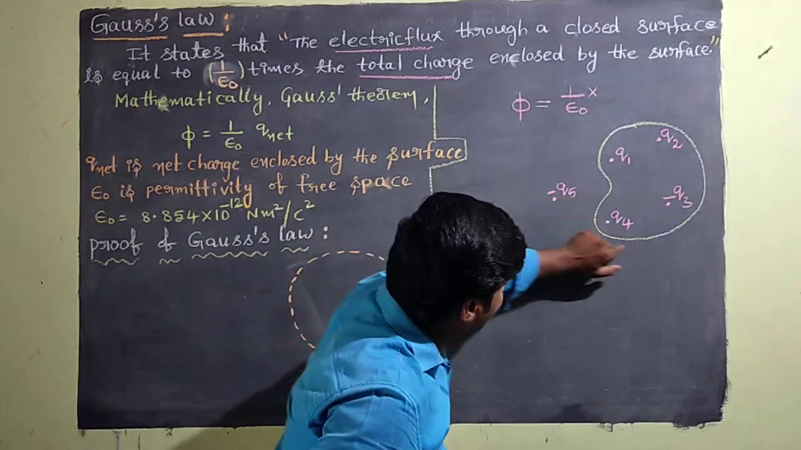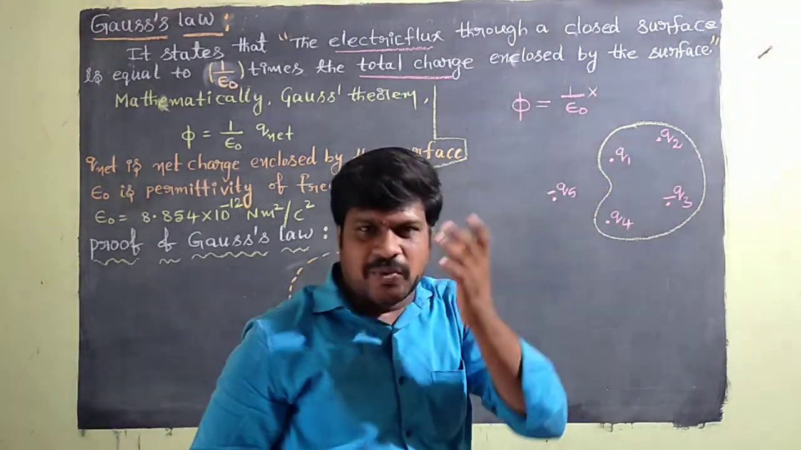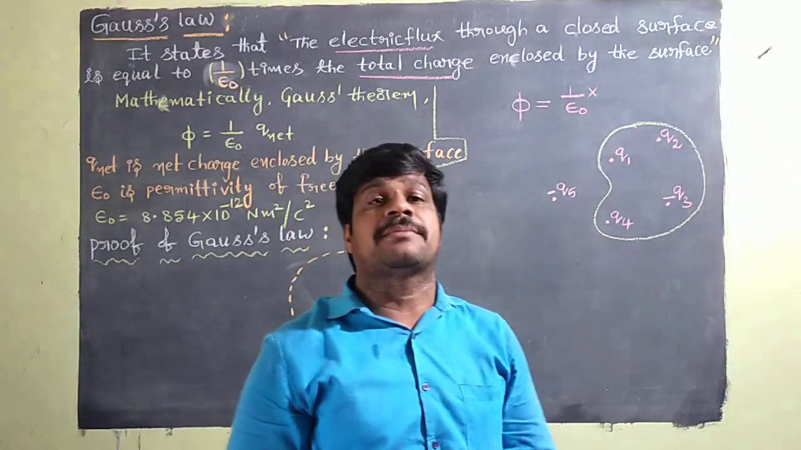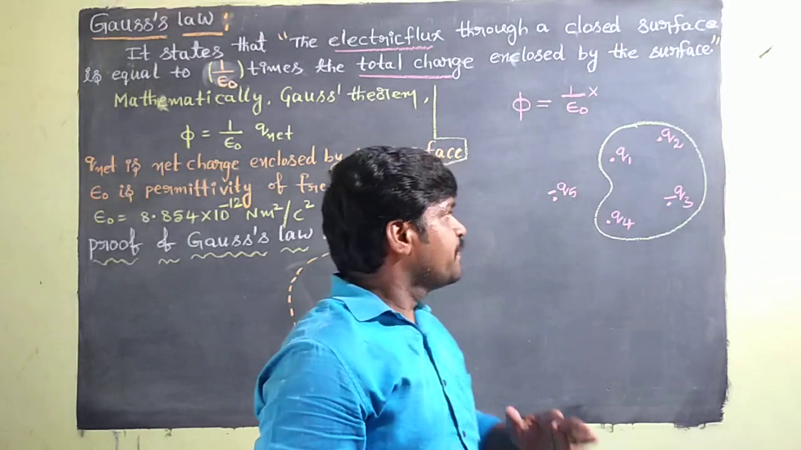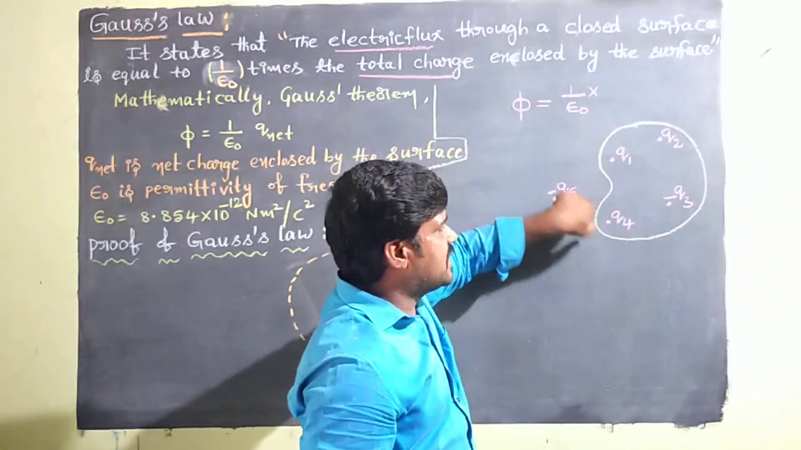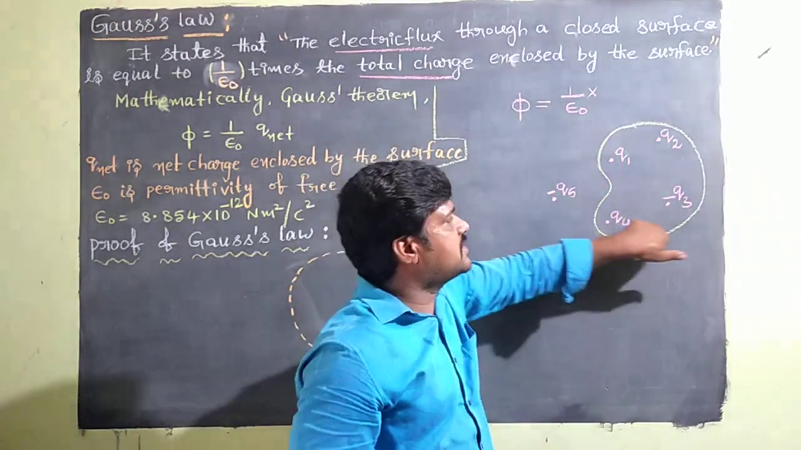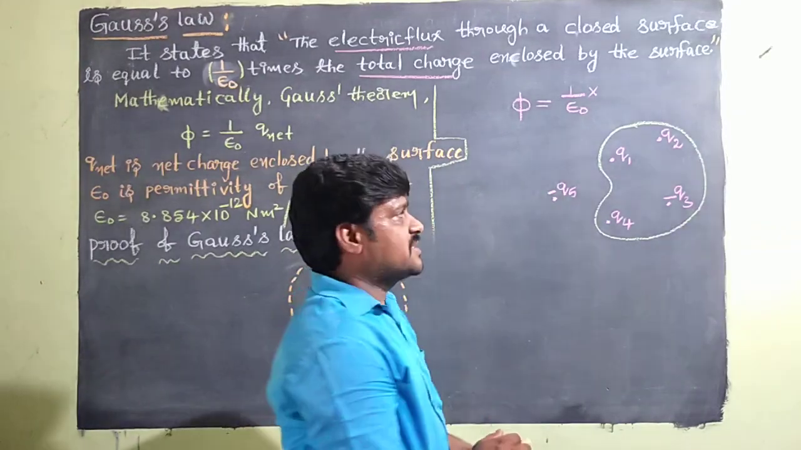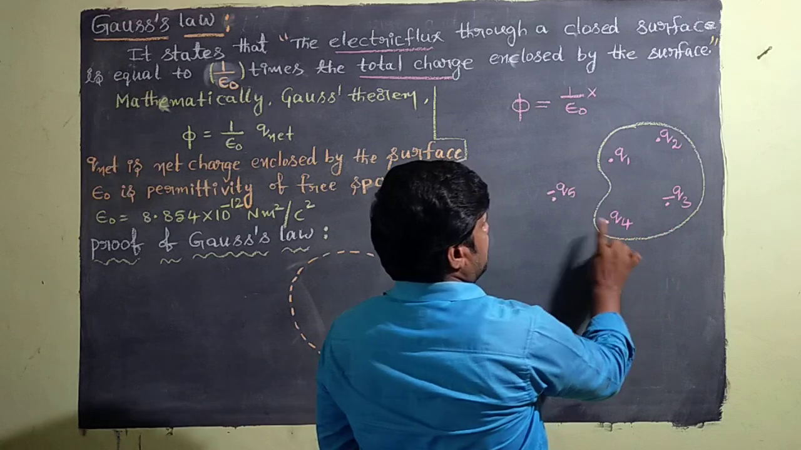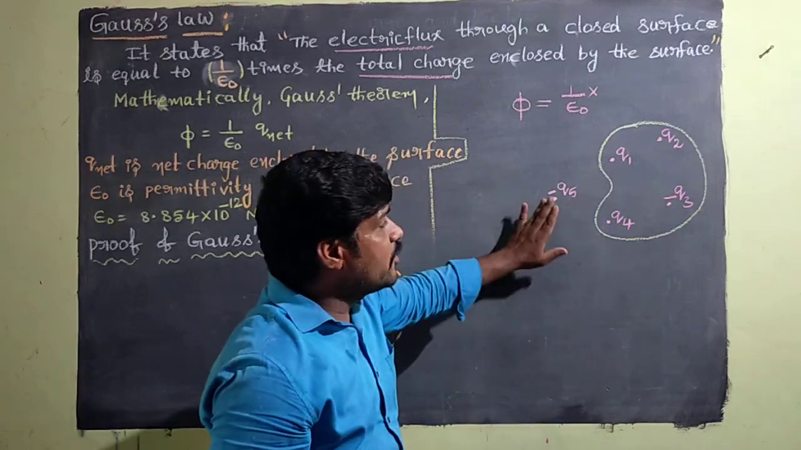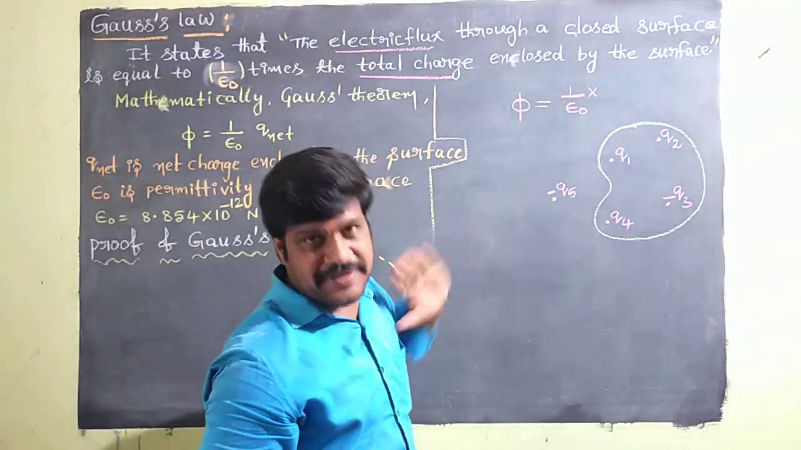Whatever the shape I have drawn here is one of the surfaces, and the name of the surface is Gaussian surface. Within this Gaussian surface, the charges are plus Q1, plus Q2, minus Q3 and plus Q4, but minus Q5 is outside this surface.